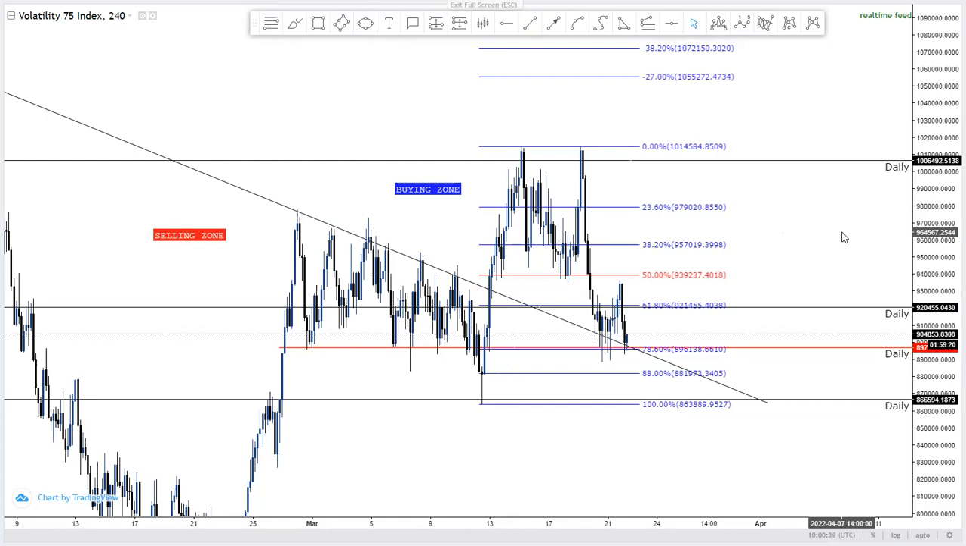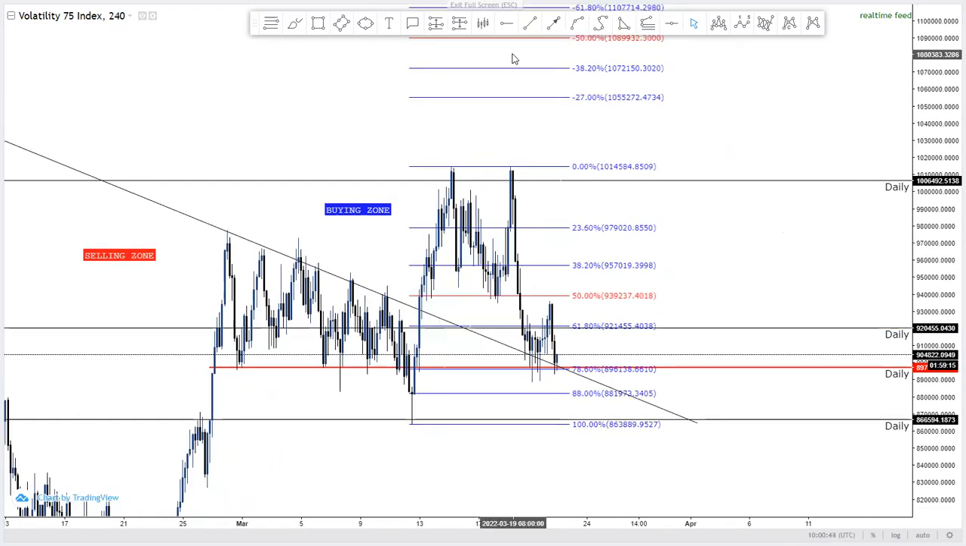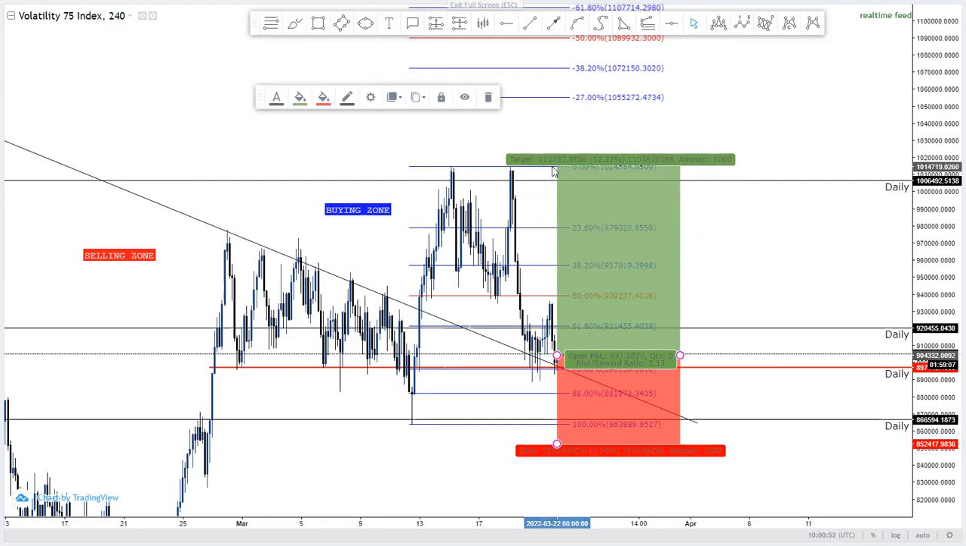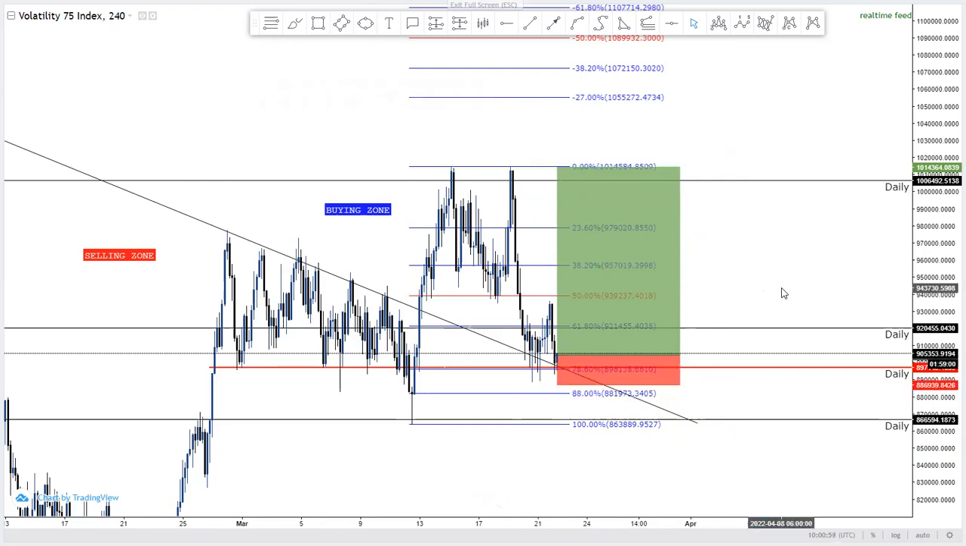So this is actually a very powerful moment, guys. One can actually take their buy and scale all the way to the top. So VIX75 is actually looking very good, guys, for this whole week.